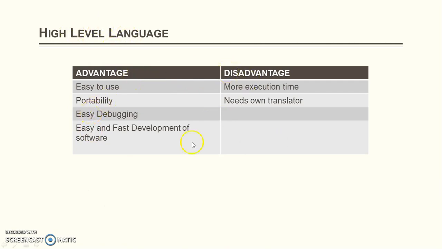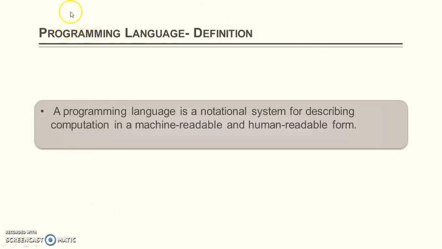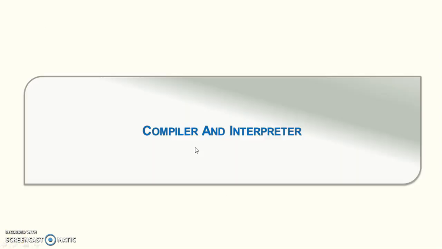These are the advantages and limitations of the high-level programming language. As we know, it is easy to use and it is portable because of being platform independent, and easy to debug and develop. We can easily develop software using a high-level programming language, but it needs more execution time and needs a translator that translates your high-level code into machine code. So overall, we can define a programming language as a notational system for describing a computation in a machine readable and human readable form.